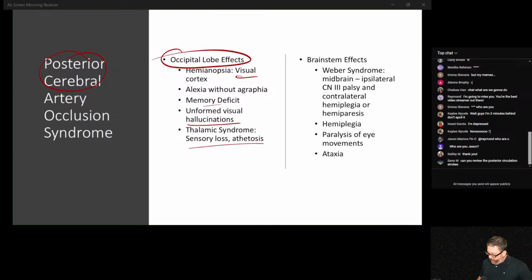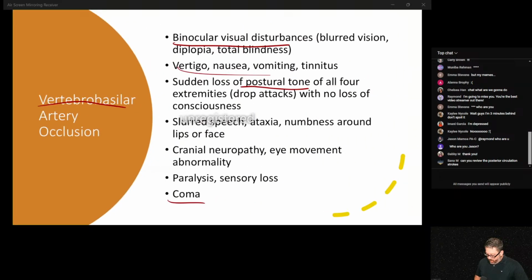If the infarct is in the brainstem due to this posterior circulation, then you're going to have Weber syndrome, cranial nerve 3 palsy, hemiplegia, hemiparesis, eye movement issues, ataxia. So again, posterior cerebral artery, nothing to do with movement of the body, but it's your vision and so forth that is a big one.